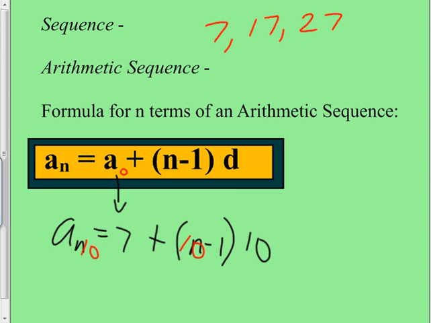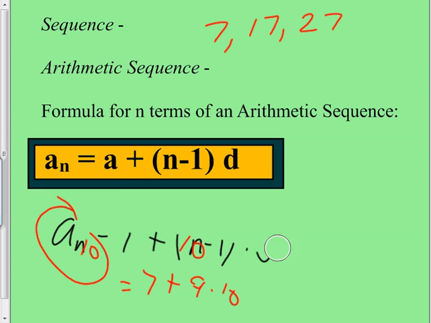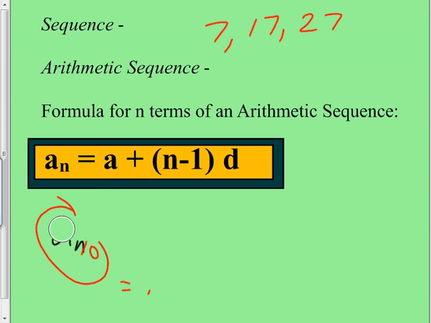Well, a sub 10 goes actually here. What is that number? Well, I've got to figure out what this other side is first. 7 plus 10 minus 1 is 9 times 10. 9 times 10 is 90. 7 plus 90 makes 97. Raise your hand if you had 97. Okay, good. All right.